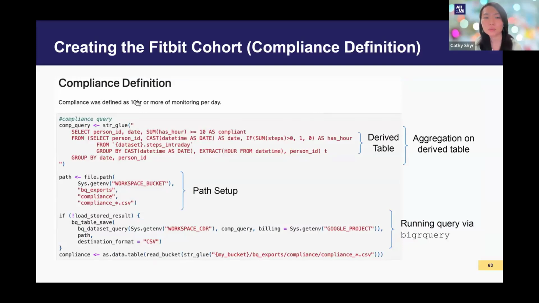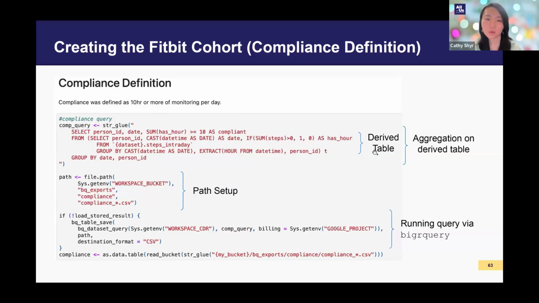So again, you might remember that one of the inclusion criteria for this study was that individuals needed to have greater than or equal to 10 hours or more of Fitbit monitoring per day. And so transforming that into SQL code, what the authors did is that in their query, they selected individuals, their person ID, the date, and specifically they looked at where they had greater than or equal to 10 hours of Fitbit data. And then they defined that as one of their compliance or inclusion criteria.